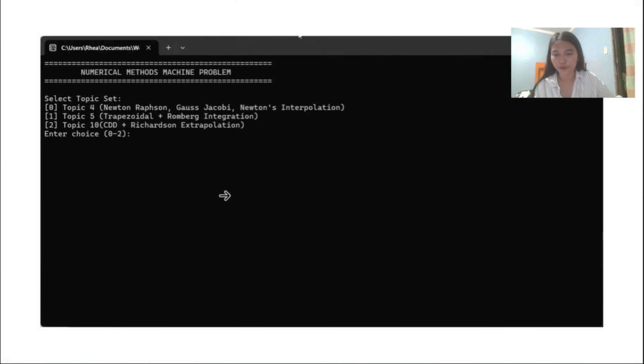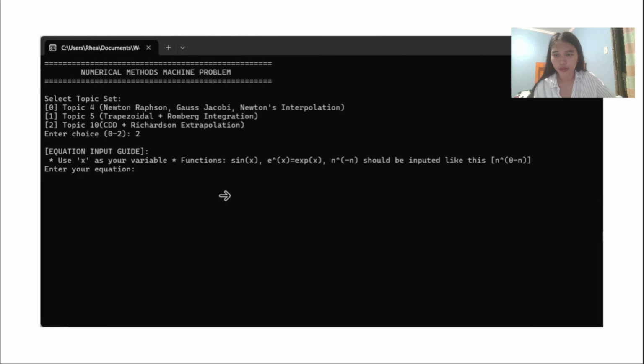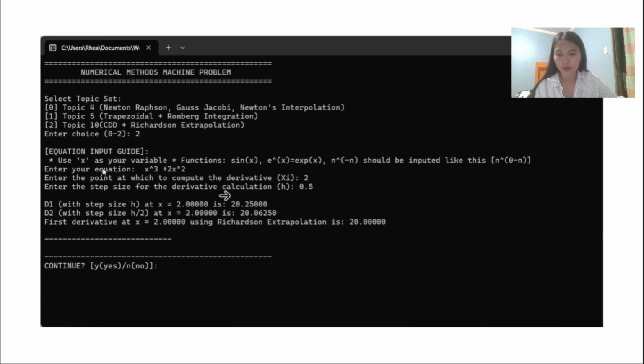Okay, next is for the polynomial. So you can see we need to type the polynomial x cubed plus 2x squared, at which x is equal to 2 and h is equal to 0.5. So d1 is equal to 20.25, d2 is 20.0625. And the first derivative at x equals 2 using Richardson extrapolation is 20.